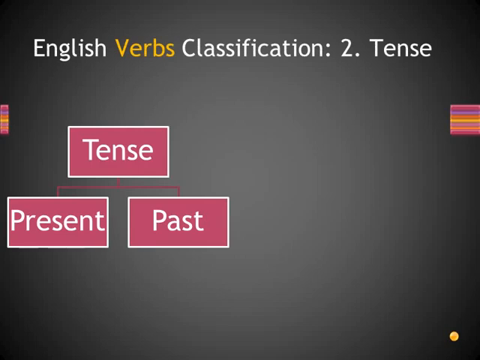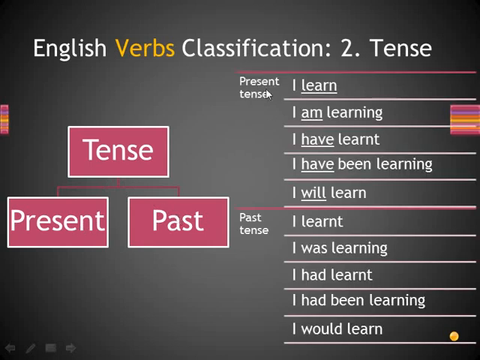Okay, now let's move to the second one, tense. How many kinds of tenses do you know? Maybe you may say 12 or 16, but here the tense is only divided into two, present and past. Have a look at this one. Like the present tense: I learn, I'm learning, I have learned, I have been learning, I will learn. So we have simple present, present continuous, present perfect continuous, and we have also present future, and we may have present future continuous, present future perfect, and so on.